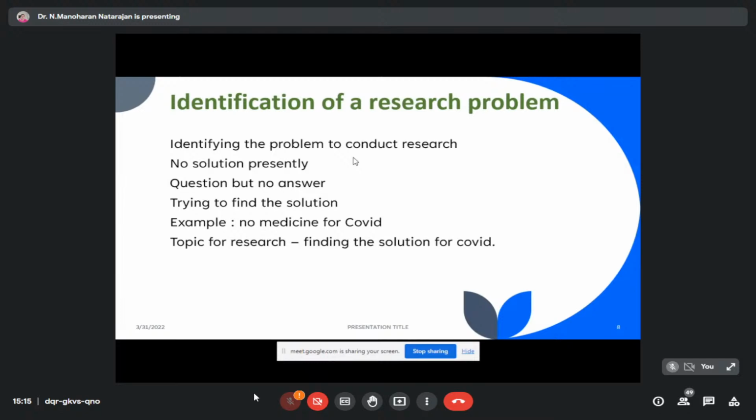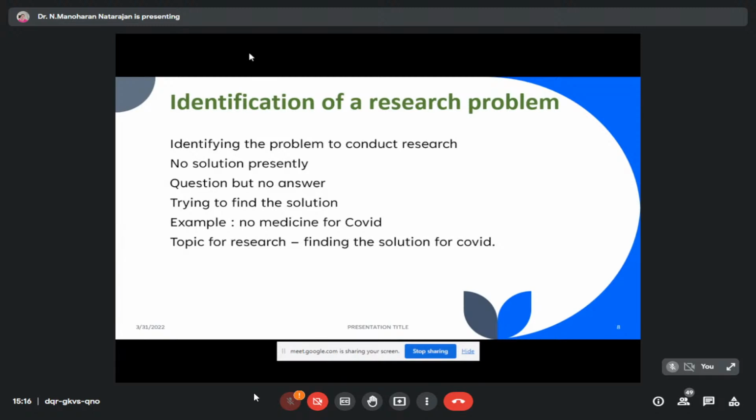For example, now a very familiar and popular one: there is no medicine for COVID. So we can take it that this is your problem. A problem is there, no? Each and everyone is facing this problem. So we have to take this opportunity to do research on the medicine.